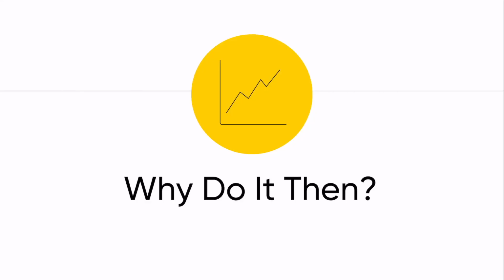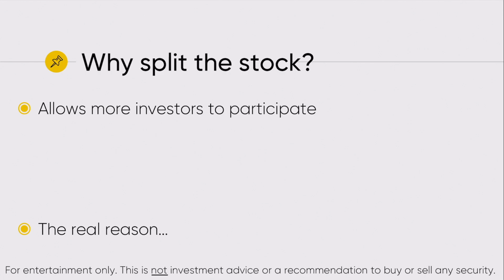So if it doesn't matter for the share price, why would a company do it? The boilerplate answer is that it allows more investors to participate in the stock. If you've got a $100,000 per share stock price, you have to have at least $100,000 in order to buy one single share. So this limits the amount of people that can buy the stock to a very small amount of high net worth investors.